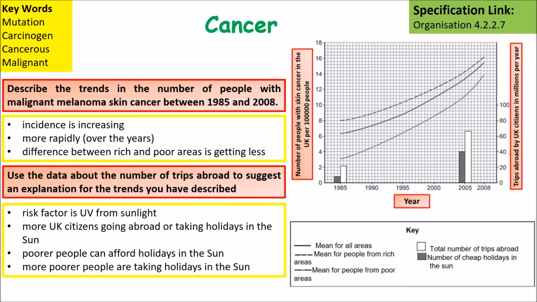The risk factor from UV in the sun. More UK citizens are going abroad and taking holidays in the sun. More people can afford these holidays. Therefore a greater number of people will be getting a greater dose of UV, which will lead to a greater number of cases of cancer.